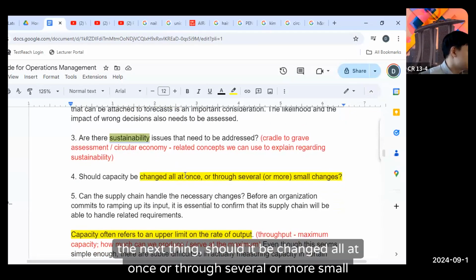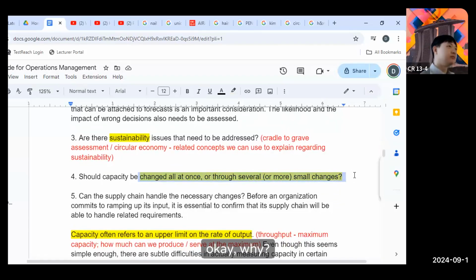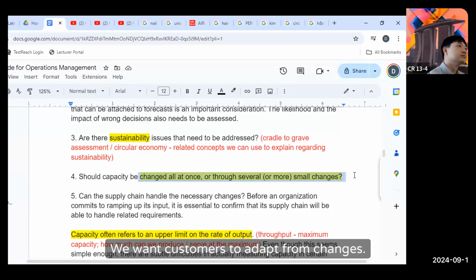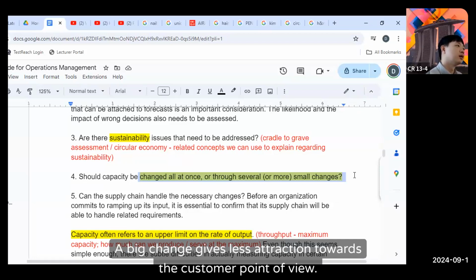Okay, the next thing: should it be changed all at once or through several, smaller changes? Why implement changes all at once? It's better to give small changes. We want customers to adapt to the changes, sir. A big change gives less attraction from the customer's point of view.